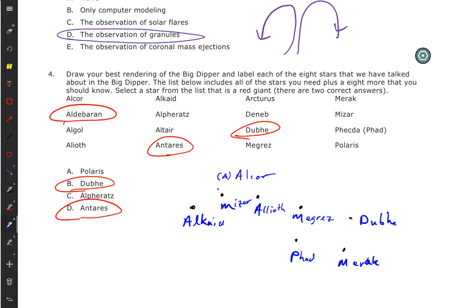A constellation is an area in the sky. That's the big thing over there. That's an asterism. So that's why I emphasize it.